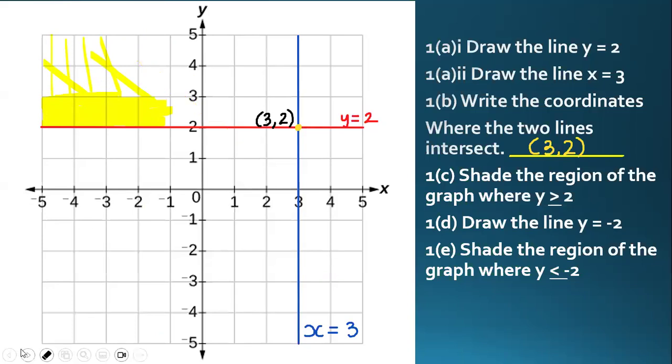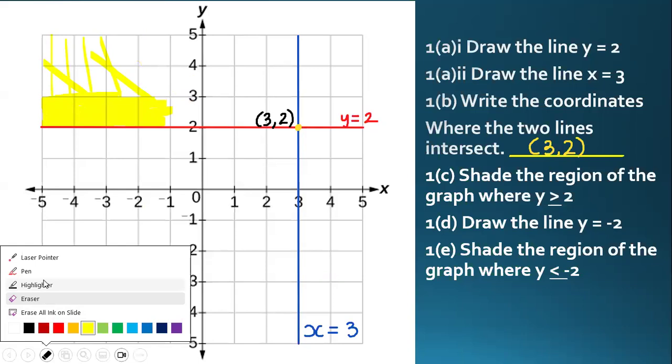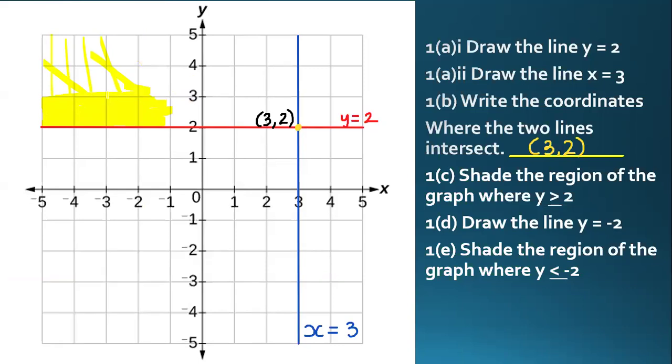You have to shade the whole thing, so it's going to be all of this. So all of this is y is greater than 2. Y is greater than or equal to 2. And so we have to shade in all of this.